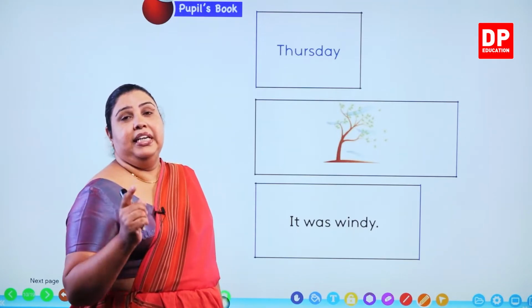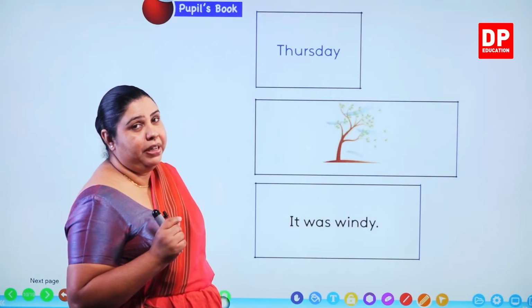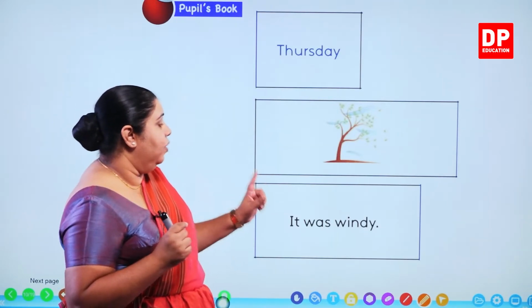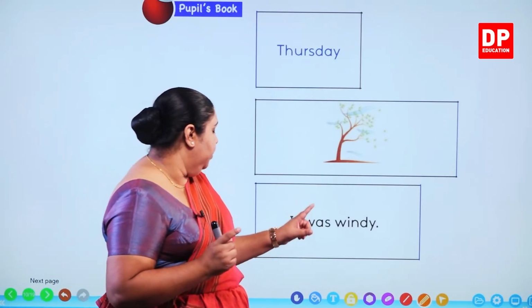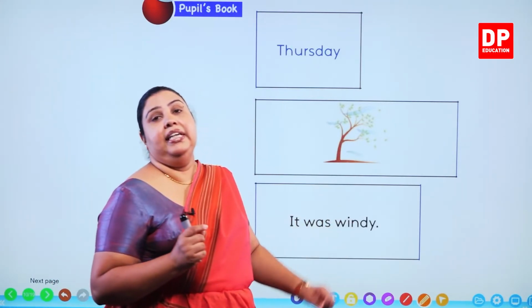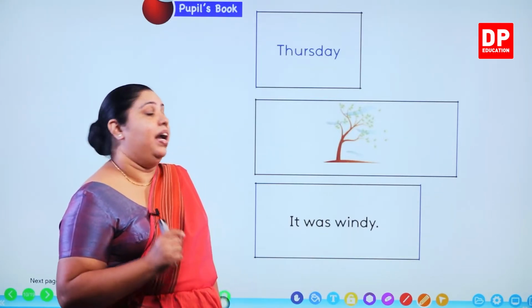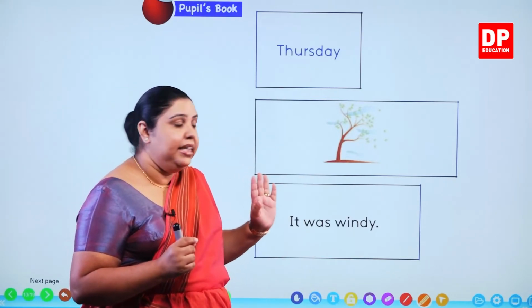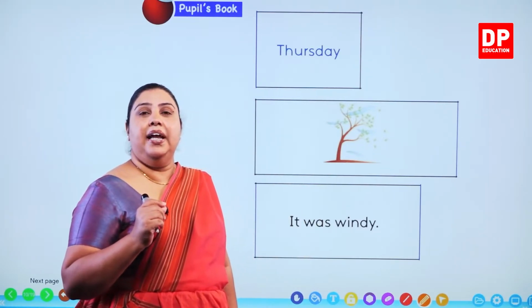Thursday. That is how we spell the word Thursday. And the weather, it was windy. Windy. Last Thursday, it was windy. Now, after Thursday, what is the day?